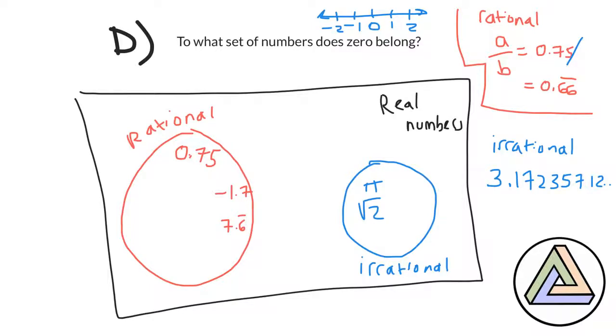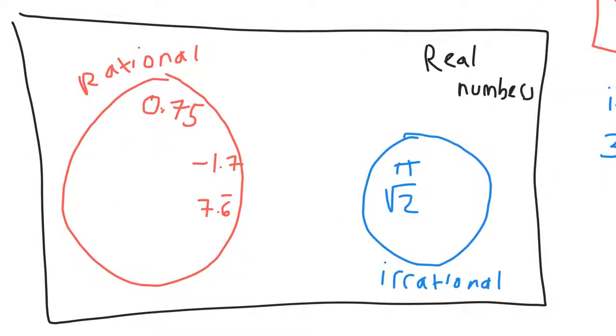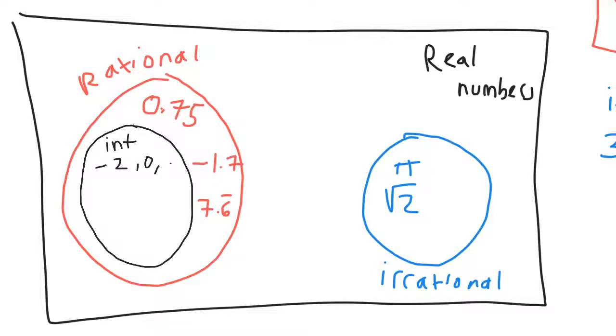Now, within rational numbers is something called integers. So we'll call it int. Integers, I already explained. Those are the whole numbers that are tick marks on the number line. So that includes things like -2, 0, 1, 3, etc. That's integers right there.